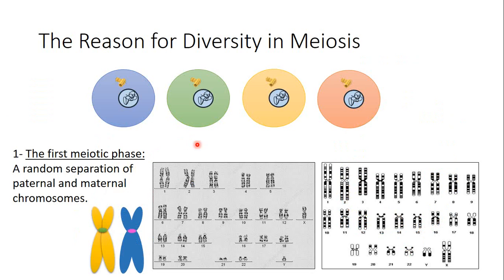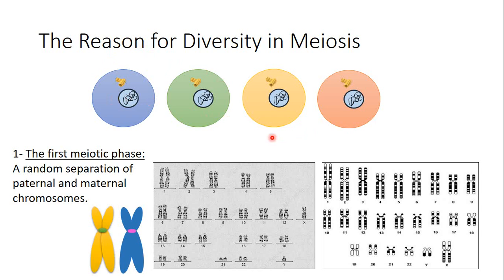Now, you might ask yourself why the 4 haploid cells are non-identical. And this is very important. Now I'm going to explain to you the reason for this diversity or this variety of the cells at the end of the meiosis.